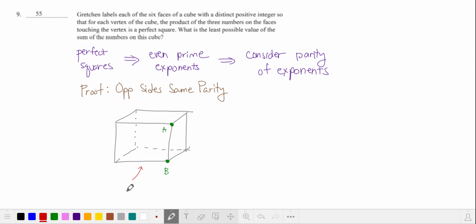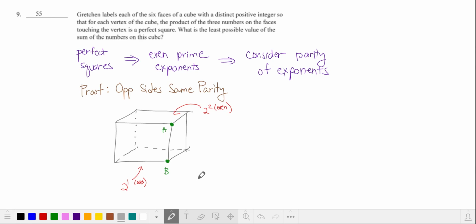Let's look at an example where the top and bottom opposite sides of the cube have primes which do not have the same parity, such as 2 to the first power, which has an exponent that is odd, and on top we'll put 2 squared.